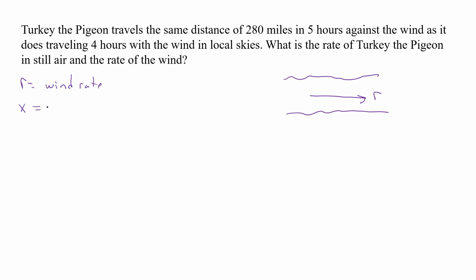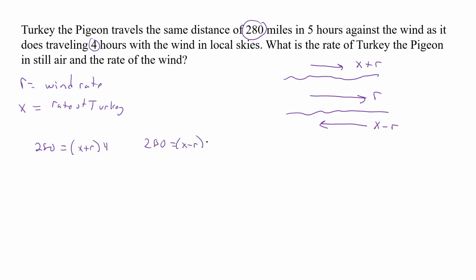And let's let x equal the rate of Turkey, who's a pigeon. All right, so with the wind, we're going to have x plus r, and against the wind, we're going to have x minus r. Okay, we're going the same distance, 280 miles. So we can say, well, 280 equals, now let's go with the wind, x plus r, times how many hours it would be going, which is 4 hours here. And then we have the other one, 280 equals x minus r against the wind, and that took an extra hour, which was 5.